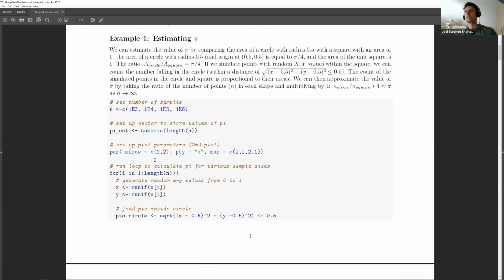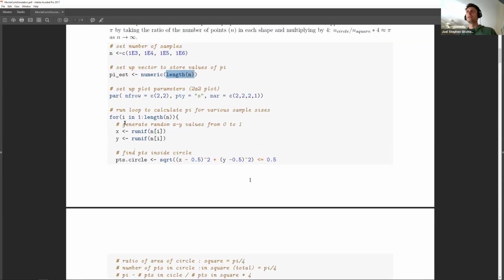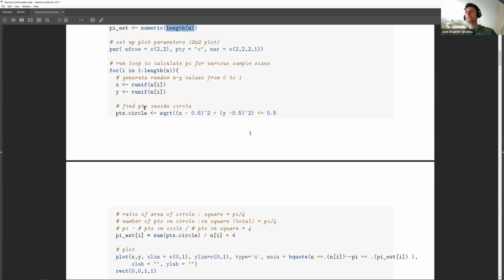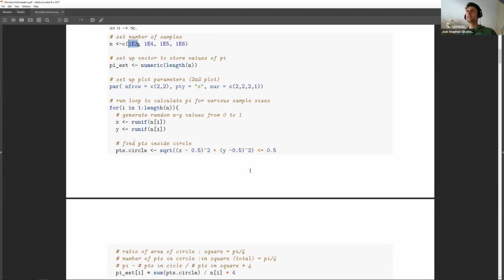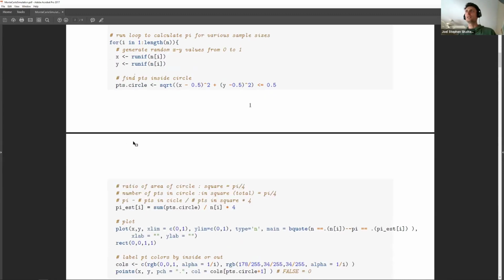Okay, so just to run you through this simulation, I set up different numbers of n, so different numbers of points that we're going to simulate. So 1,000 all the way to 1,000,000. I set up an empty vector for pi estimate. When I do numeric with the length of n, which is 4, it's going to give me 4 empty spots. Now here's a little loop that I set up to run through each of these numbers of samples from 1,000 to 1,000,000.